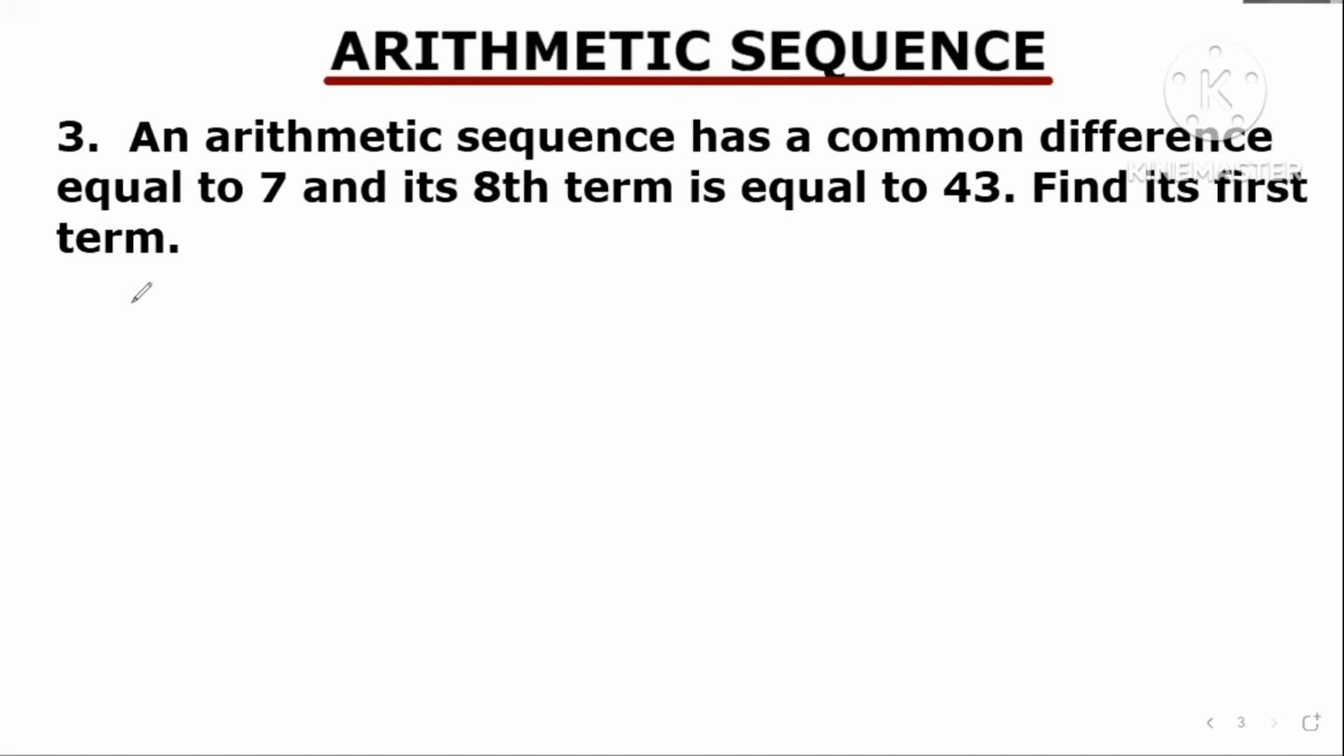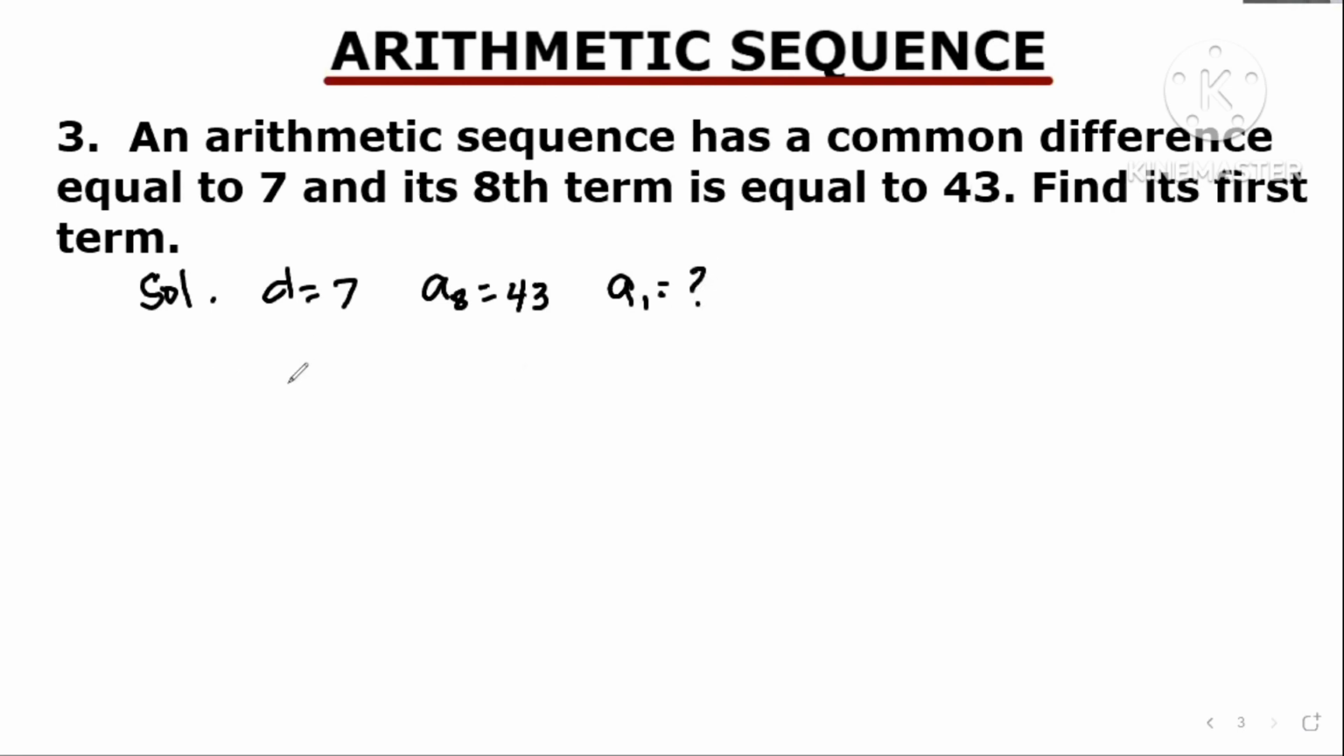Problem number 3. An arithmetic sequence has a common difference equal to 7 and its 8th term is equal to 43. Find its first term. Solution. We are given the common difference, which is 7. So d is equal to 7. The 8th term is 43, so a sub 8 is 43. And we are asked to find the first term. A sub 1 is missing.